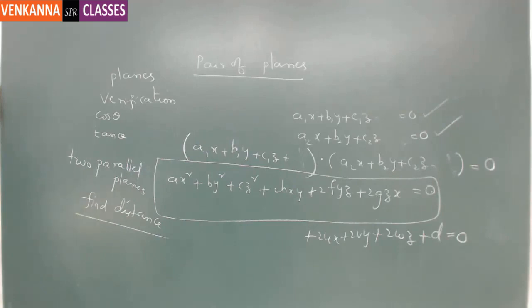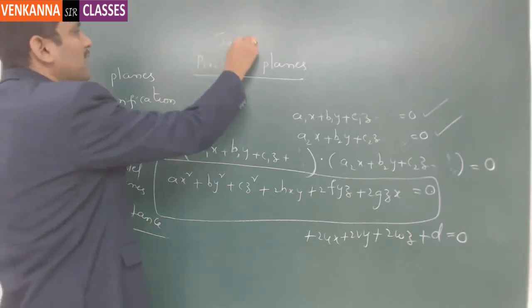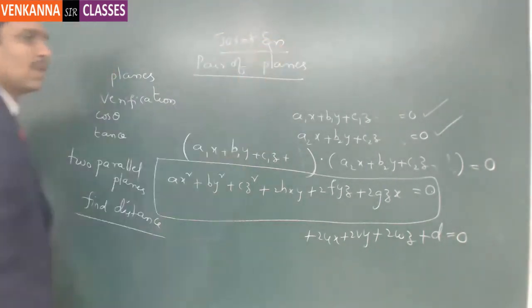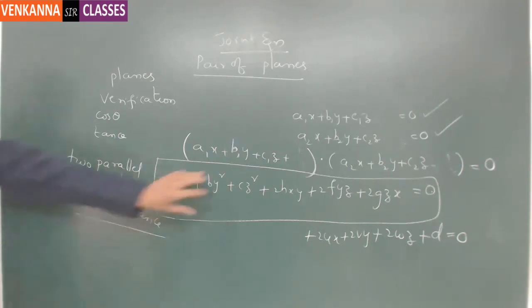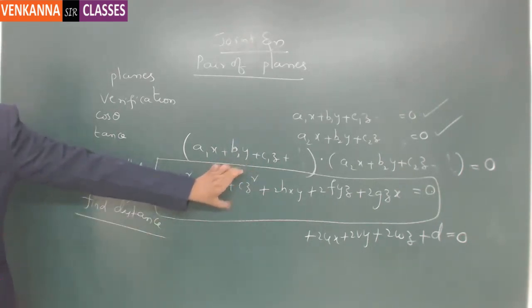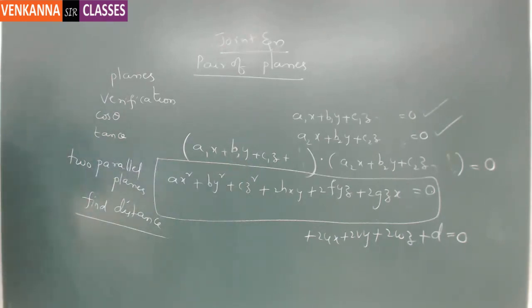I repeat, the first thing is, here onwards we take the joint equation of a pair of planes. Joint equation is nothing but, I have taken two plane equations. If I multiply them together, I will get a big equation. If you take the homogeneous part, each term has degree 2. So whenever an equation of that type is given, I should verify whether it is an exact product of two planes or not.